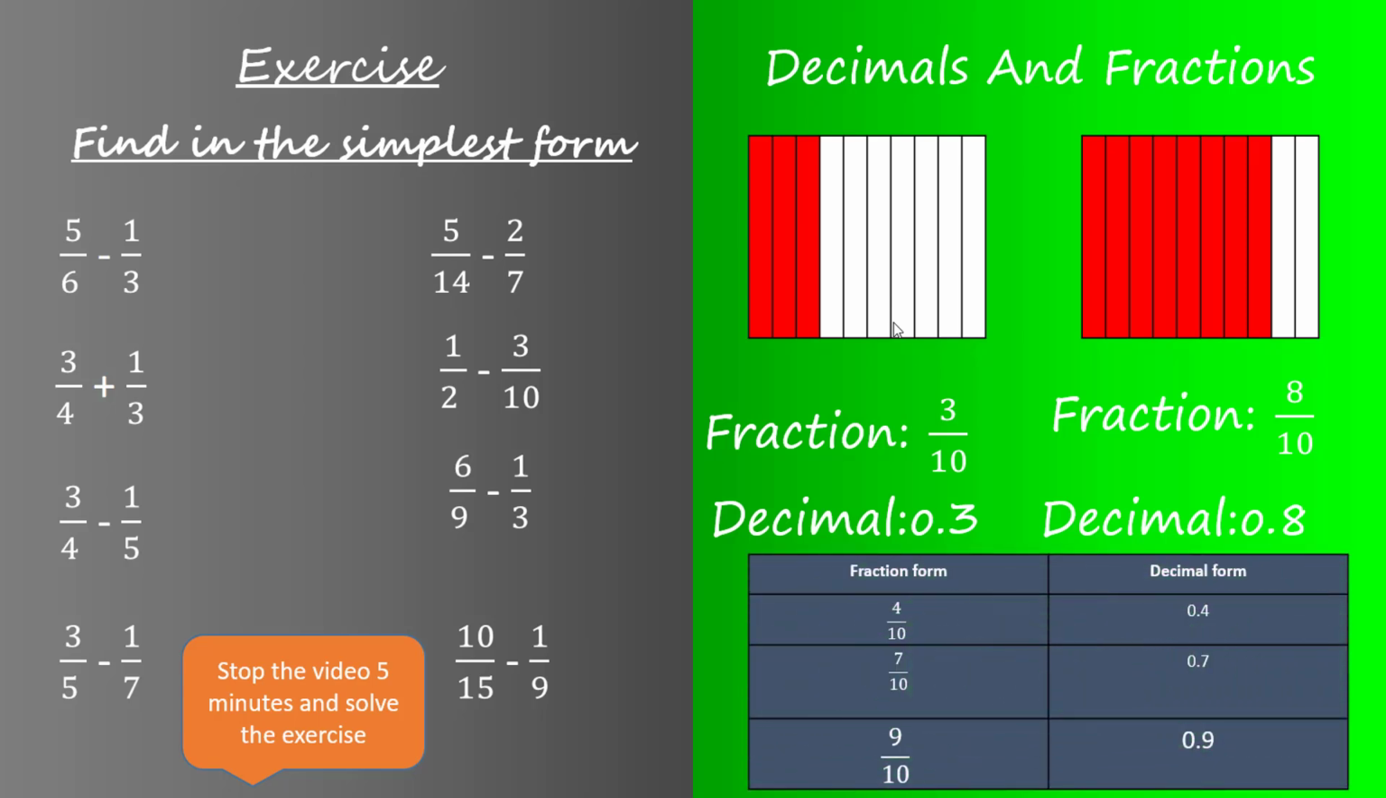For that, we have here a table, fraction form and decimal form. If we have 4 over 10, it will be 0.4. If we have 7 over 10, it will be 0.7, and 9 over 10 equals 0.9. If he gives the fraction form, we can write the decimal, and if he gives you the decimal, you can write the fraction form.